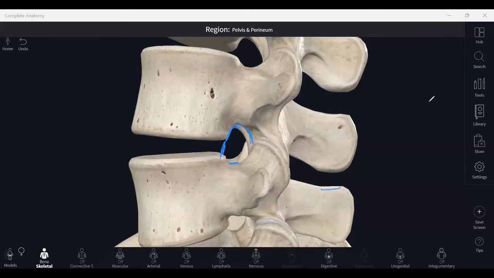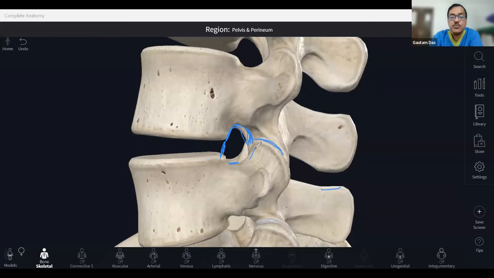The posterior part, upper part by superior articular, so inferior articular, sorry. The inferior articular process. This is the inferior articular process and this is the superior articular process. So this is the neural foramen.